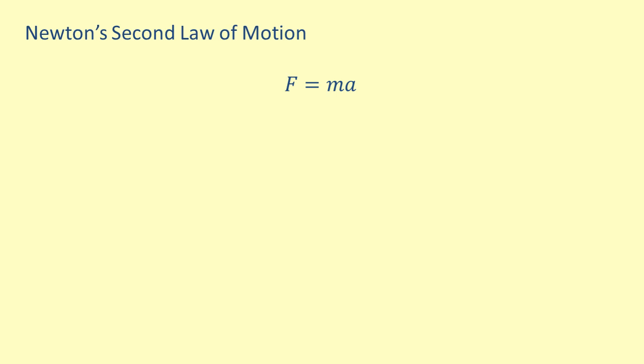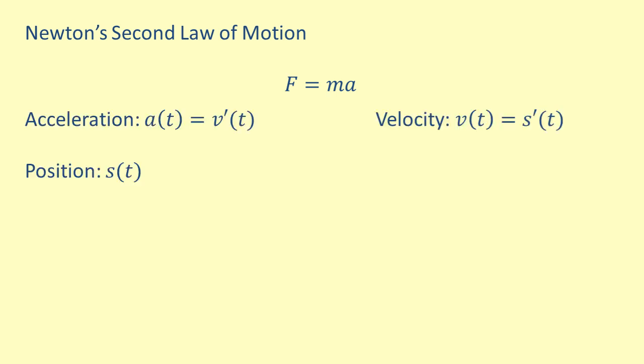Let's review Newton's second law of motion. Newton's second law of motion is given by the equation F equals ma, where F is force, m is mass, and a is acceleration. To find the acceleration, we'll need some information.